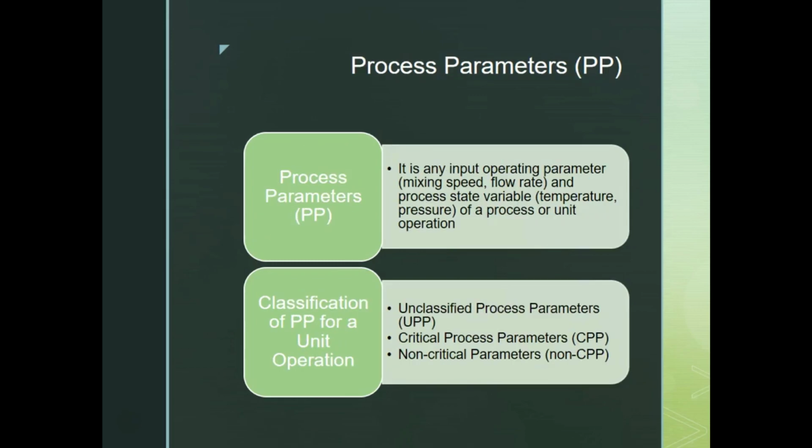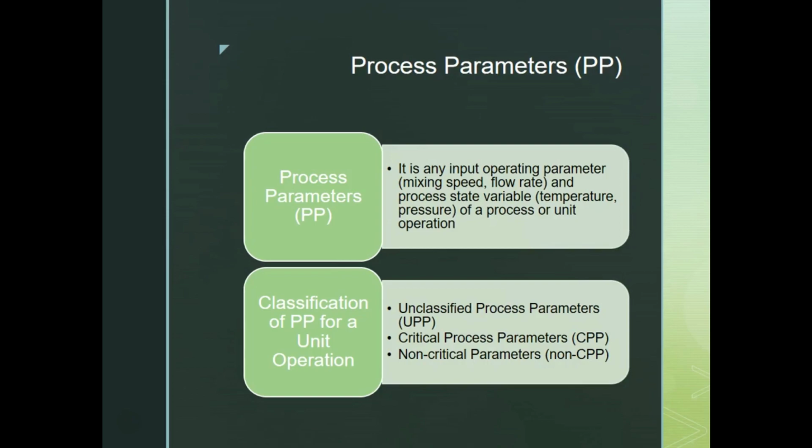Process parameters. A process parameter is any input operating parameter, for example, mixing speed, temperature, flow, pressure, and any process state variable, for example, the temperature or the pressure of a bulk holding tank, or of a process or a unit operation. So it's an actual parameter within your operation that's considered to be critical.